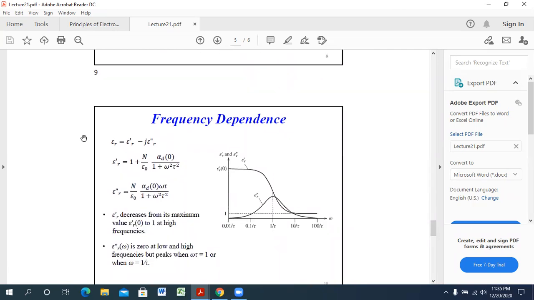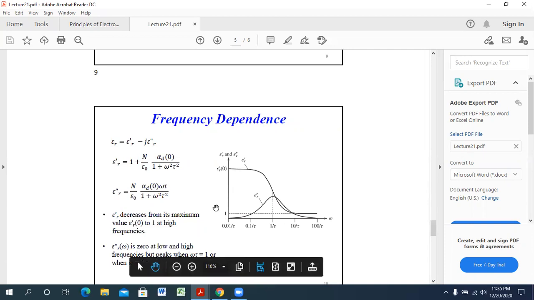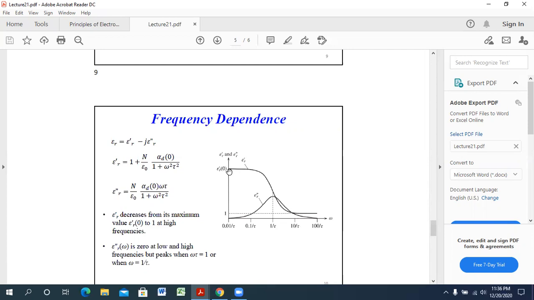Now, if we want to plot these in a graph with respect to 1 by tau, then the graph of epsilon r double prime and epsilon r single prime should look like this.